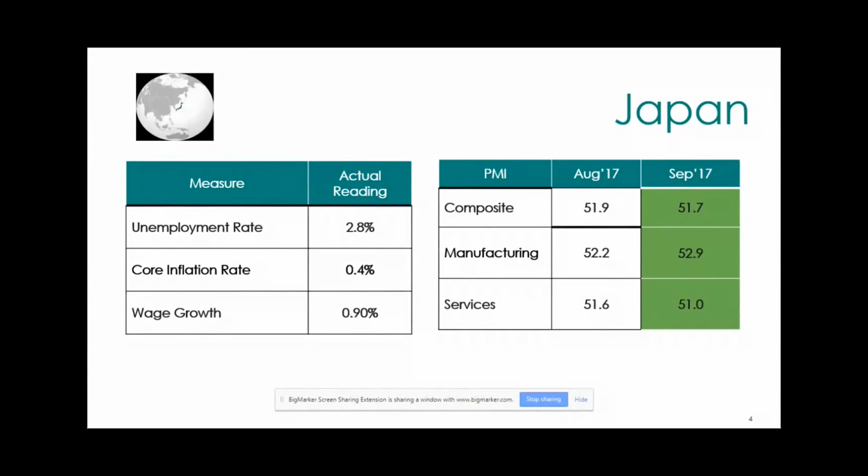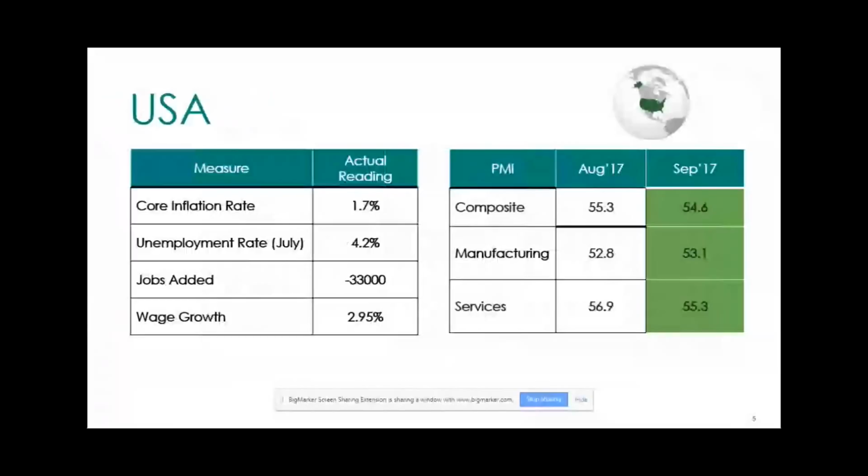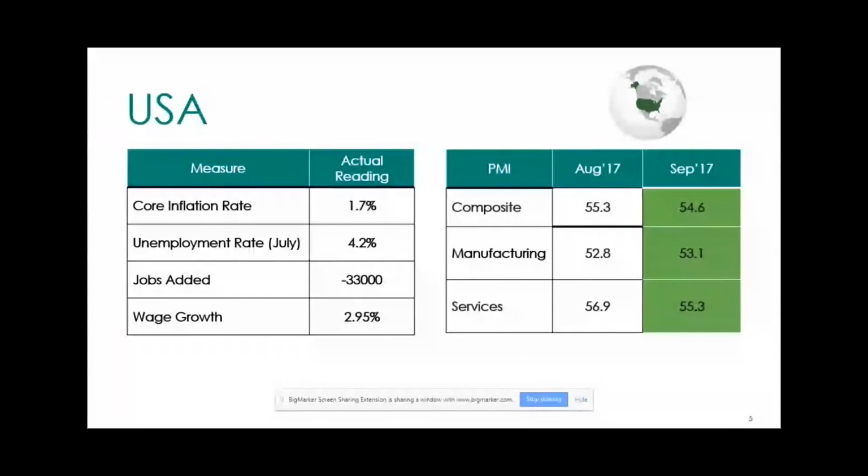Moving on to Japan's the largest economy in the world, USA. The United States, as indicators suggest, is also doing very, very well, as can be seen on the right side of the screen. But on the left side, on the first panel, if you see, the inflation is at 1.7%. And the third panel, if you see, the jobs were not added. In fact, jobs were lost in the previous month.